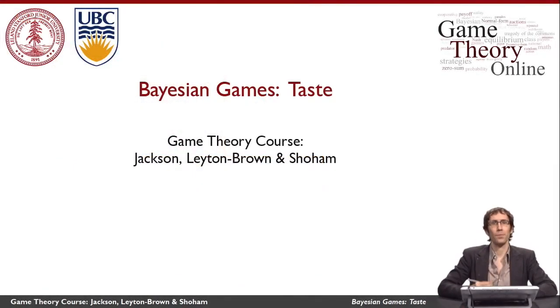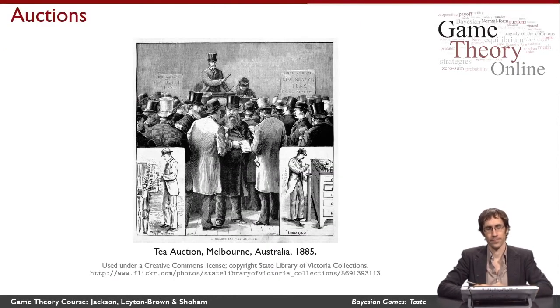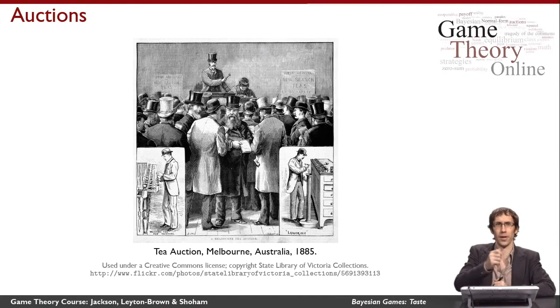This video will help to introduce the idea of Bayesian games, which is a new game representation. So here I want to think about auctions. Now, canonically, when we think about auctions, we think about something like this woodcutting from 1885 showing the auction of tea in Melbourne, Australia. We've got a guy in a top hat standing at the front of the room, and he's got a gavel in his hand, and he's probably talking in a funny voice, and at some point he bangs the gavel and somebody just won a bunch of tea.